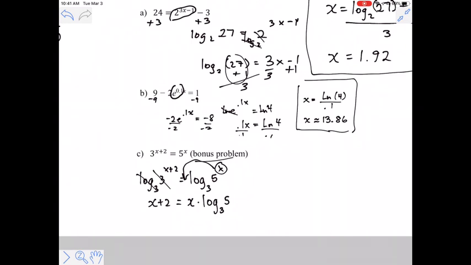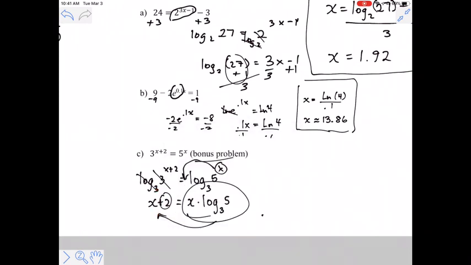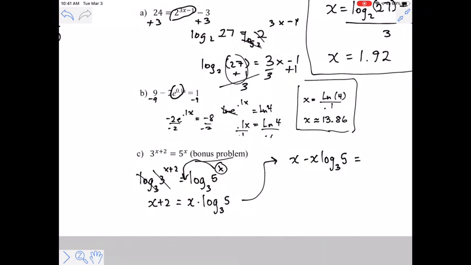Now we're going to rearrange this equation to get all the terms that have an x variable on the same side. So this whole term right here, I'm going to move it to the left side by subtracting, and then that plus 2, I'm going to move that to the right side by subtracting. So what it'll look like is x minus x log base 3 of 5 equals -2. And then looking at this side of the equation, both of those terms have an x that I'm going to factor out, leaving x times 1 minus log base 3 of 5 equals -2.